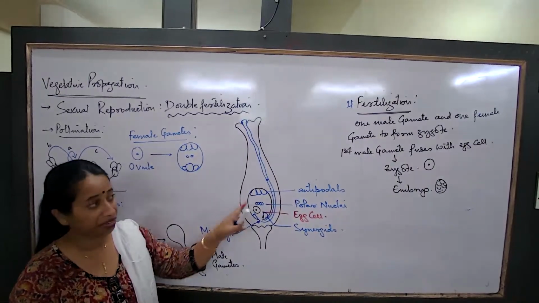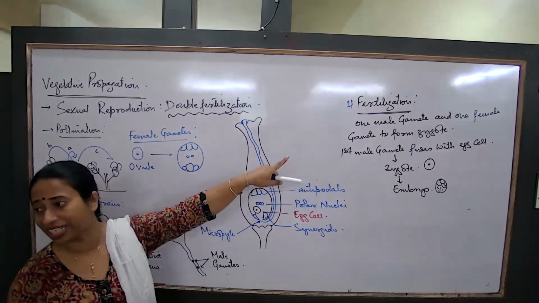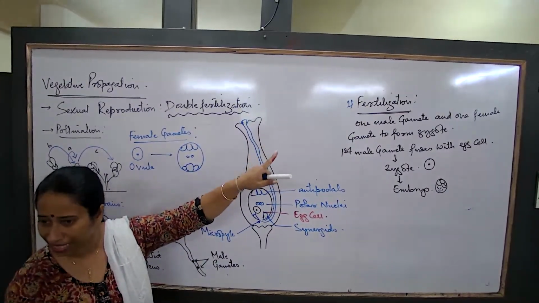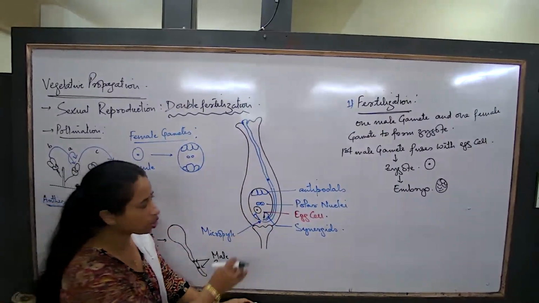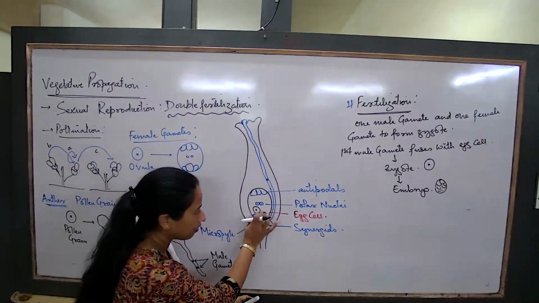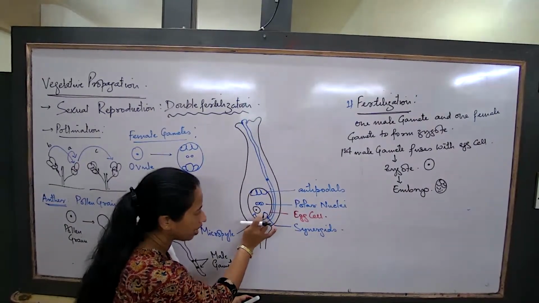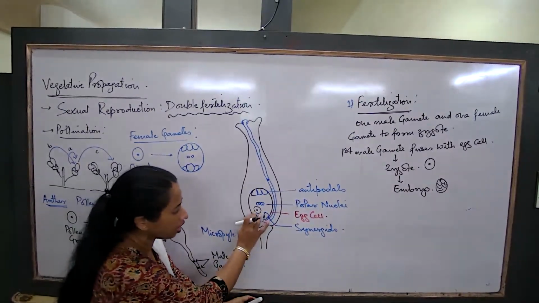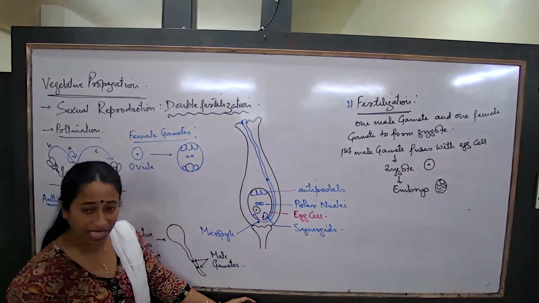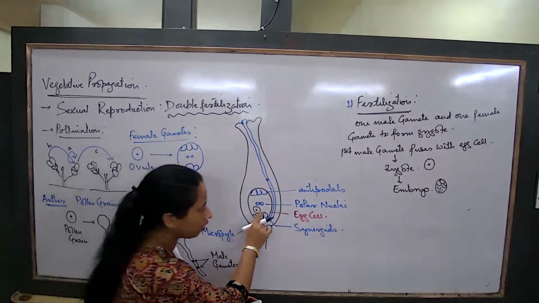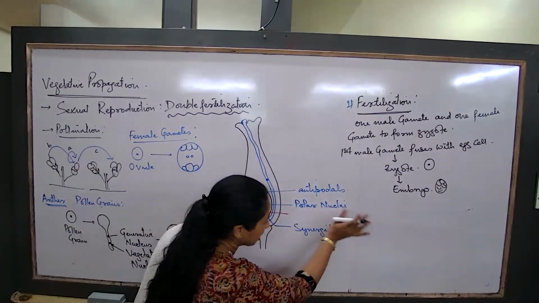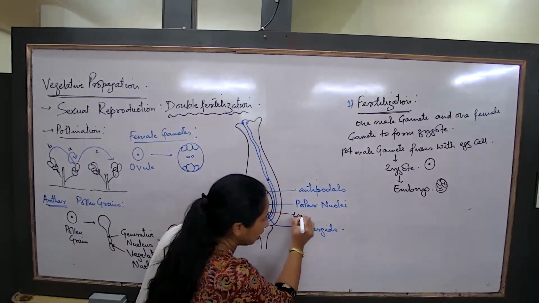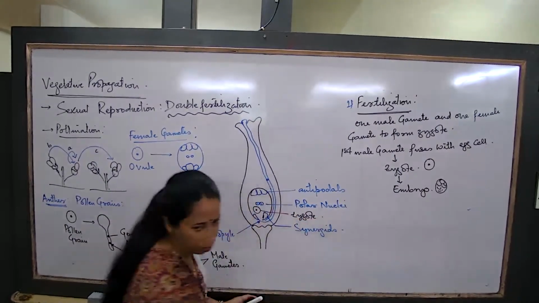So now, what is the first step I'm talking about? Fertilization. What is the first step happening here? The first male gamete enters, fuses with the egg cell and results in the formation of a single cell structure. So what is this single cell structure now known as? What are we going to name this? We cannot name it the egg cell, rather we say this is the zygote formed.